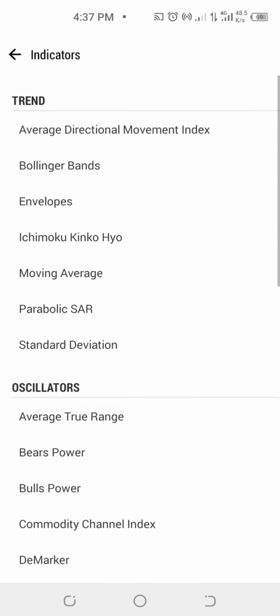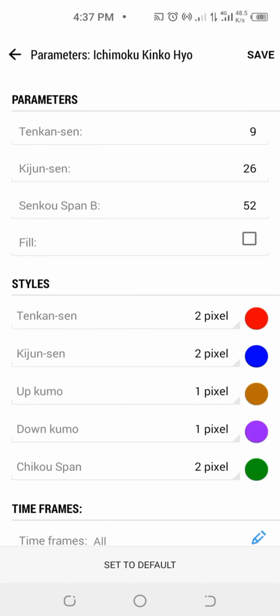We'll be adding the Ichimoku indicator. Sounds like an Igbo name. That's actually for those that are from Nigeria. You probably understand, but if you're not from Nigeria, you might not understand.